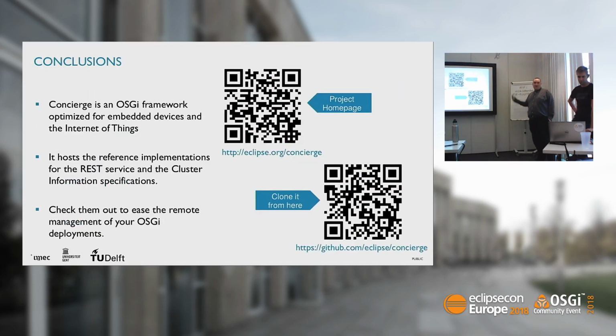So your takeaway message is hopefully that there are interesting and various different ways of managing OSGi frameworks in either IoT or the cloud. We have 2 reference implementations for 2 standards in the Concierge project, and they will get released with 5.1, but you can already download snapshot builds which contain them for both REST and cluster info. And we hope that you like them and check them out. And with that, we would like to thank you for your attention and are happy to take any questions.